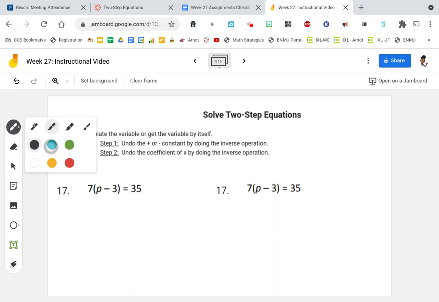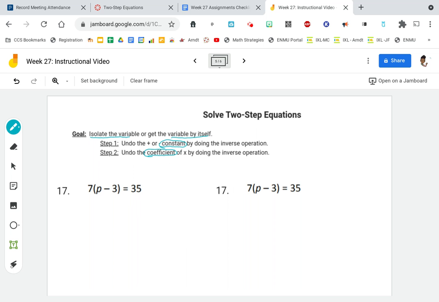Remember, when we are solving equations, our goal is to isolate the variable or get that variable by itself. And remember, our step 1 is to undo the addition or subtraction or the positive or negative of the constant. And then the second step is to undo the coefficient of the variable.